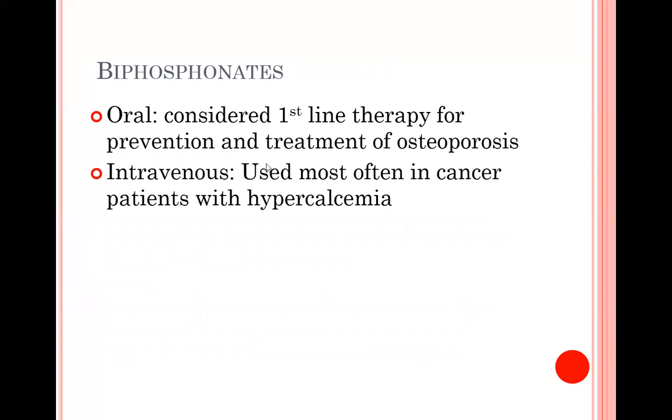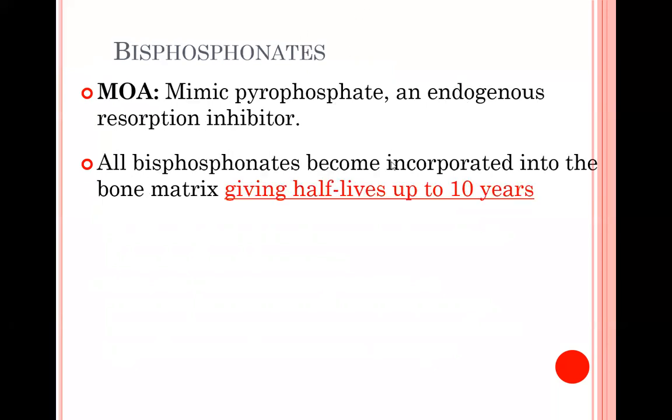Bisphosphonates are a medication. It's a number one line of therapy for prevention and treatment of osteoporosis. Intravenous is used most often in cancer patients with hypercalcemia. They have a lot of calcium in their blood. So bisphosphonates can be used with cancer patients for a different reason than osteoporosis. It has more to do with hypercalcemia in the blood. However, we might not be getting into it.